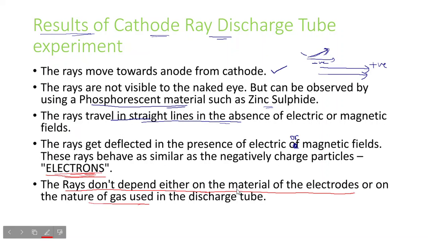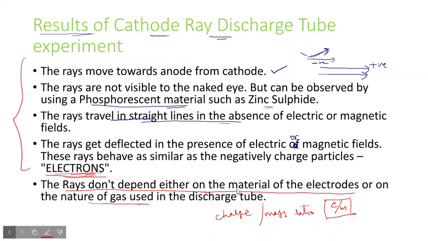So this is it. This is how electrons were discovered, and these are the properties of electrons, the properties of cathode rays. Okay. And in the next class, we will see the charge to mass ratio of electrons, the e by m ratio.